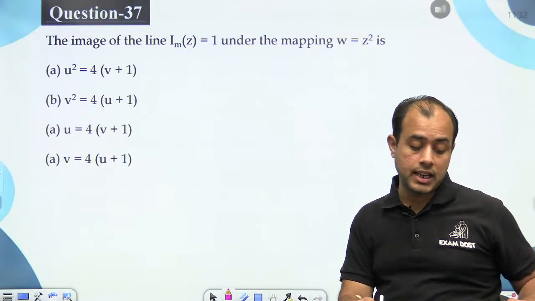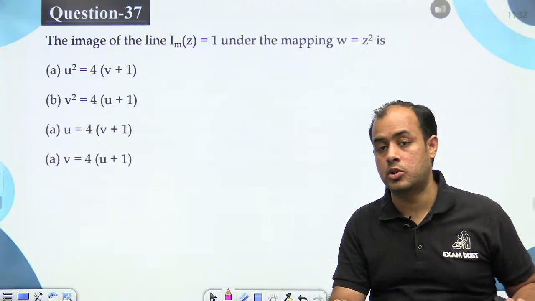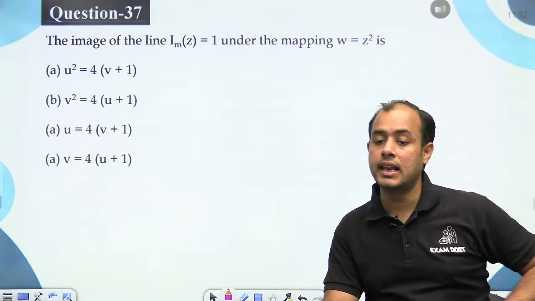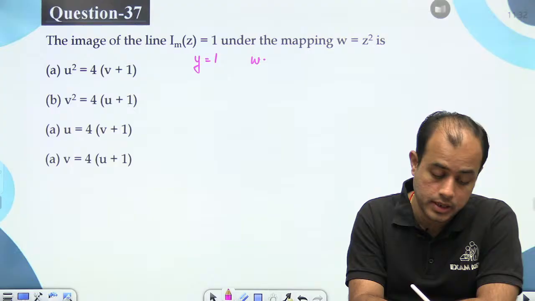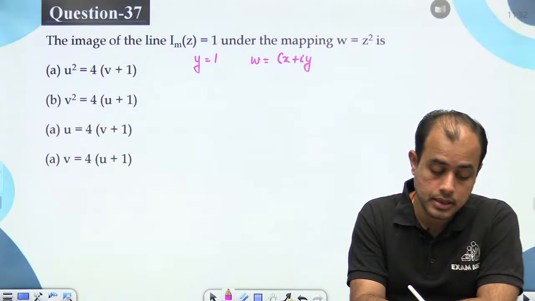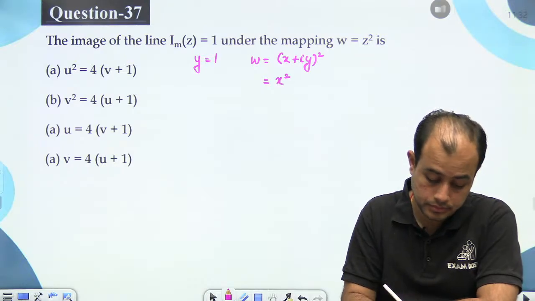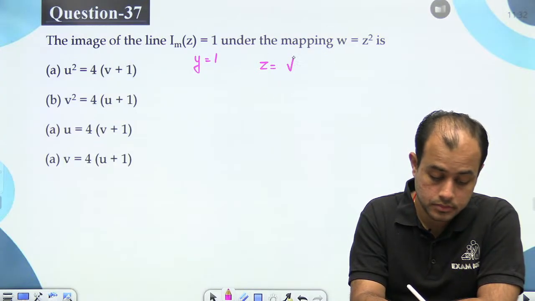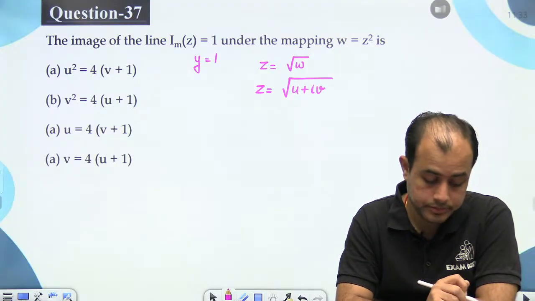The image of the line imaginary part of z equal to 1 under the mapping w equal to z square. Come on. The mapping is W equal to Z square. The line is imaginary part of Z equal to 1. Means Y equal to 1. X plus iota Y square. U plus iota V.